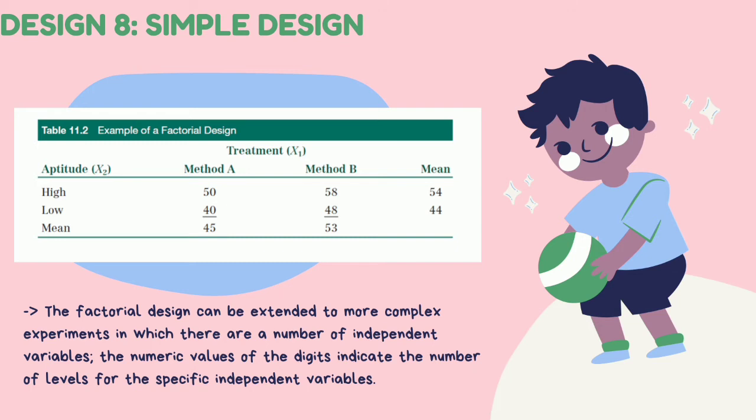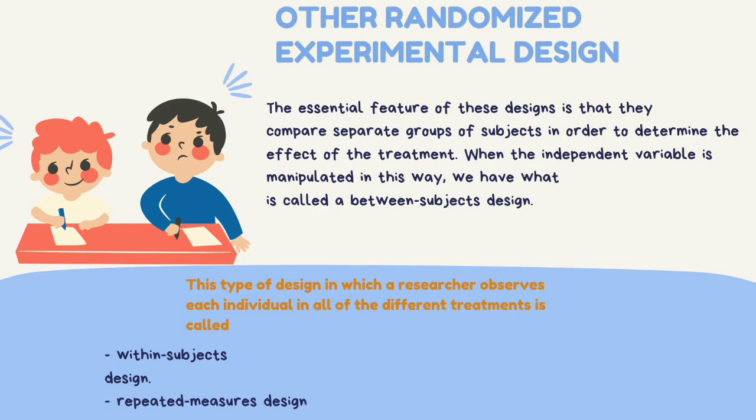The advantages of factorial designs are that they accomplish in one experiment what otherwise might require two or more separate studies, provide an opportunity to study interactions that are often very important in educational research, and provide a more powerful test of hypotheses.